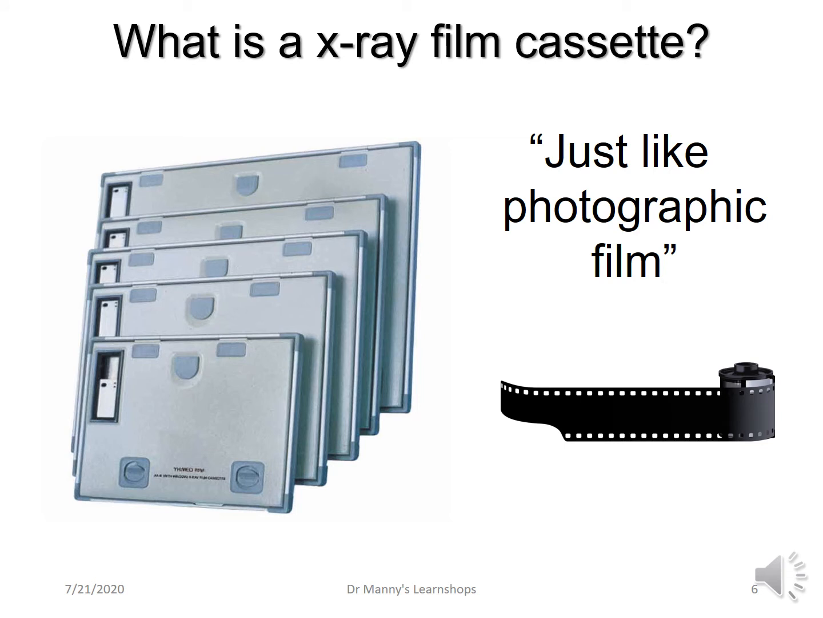What's an X-ray film cassette? Well, the X-ray film cassette is what's placed under or in front of the person being X-rayed. And it's just like photographic film. It has to be exposed and it has to be developed in order to get your picture.